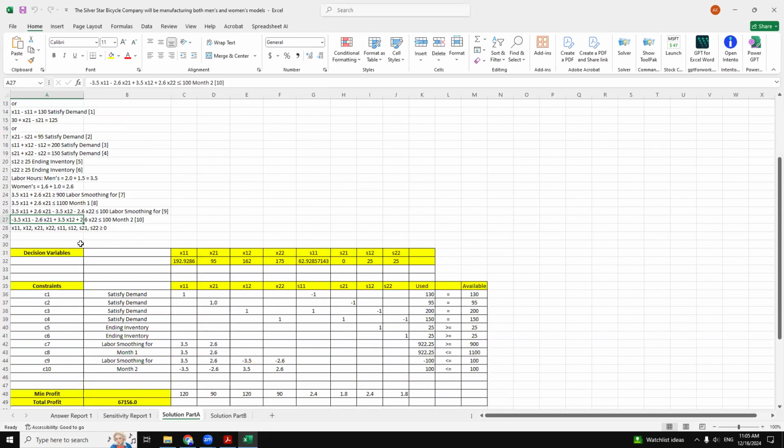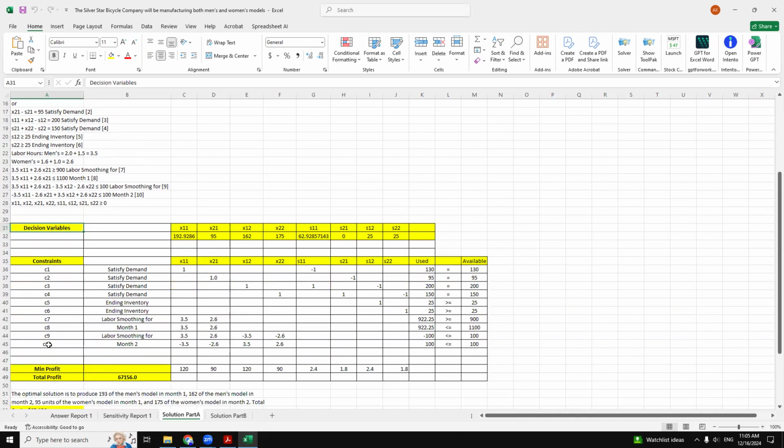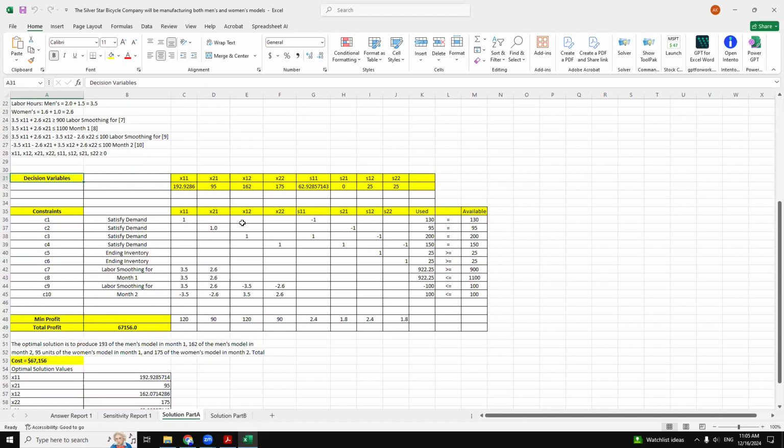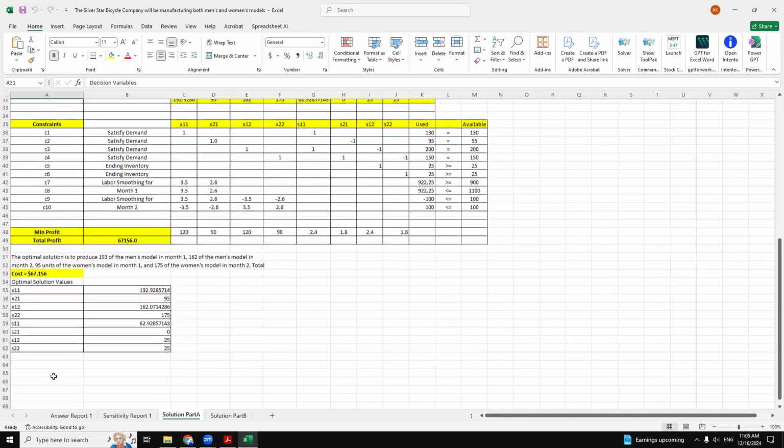I have used Excel Solver, where we have decision variables. These are all the decision variables, and these are all the constraints that I have defined here. These are the naming conventions, and these are all our constants as defined in the question. So our solution is 67,156, and these are all the optimal values.